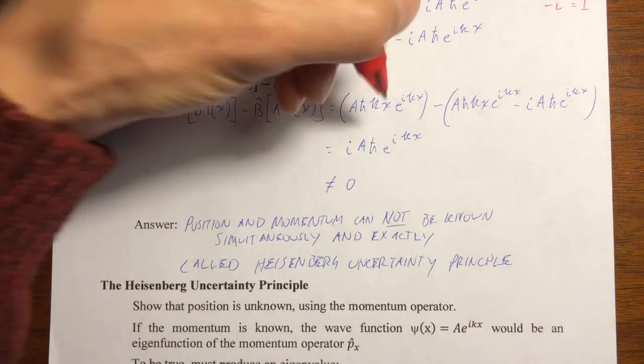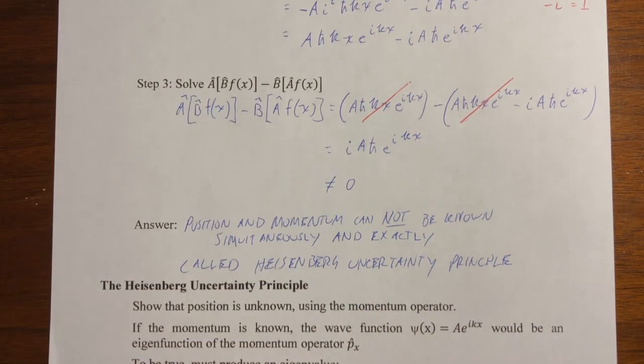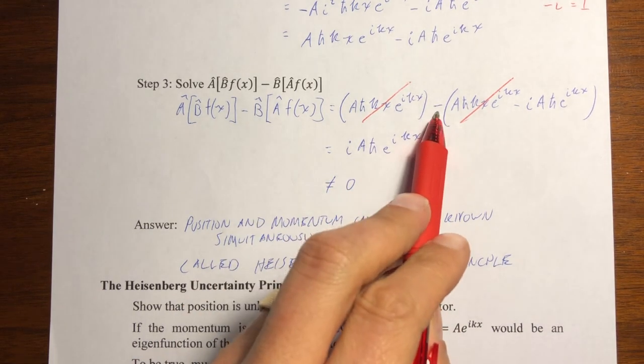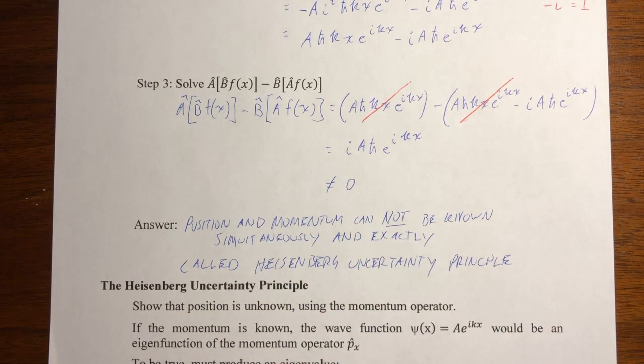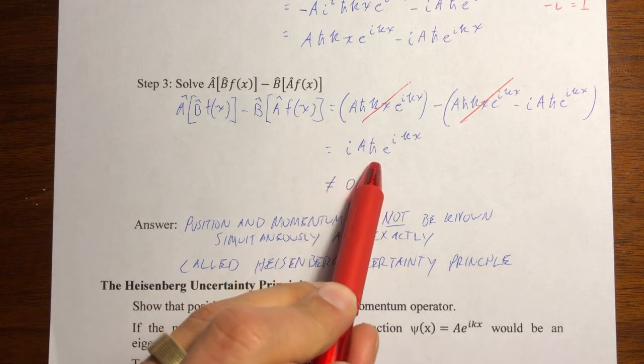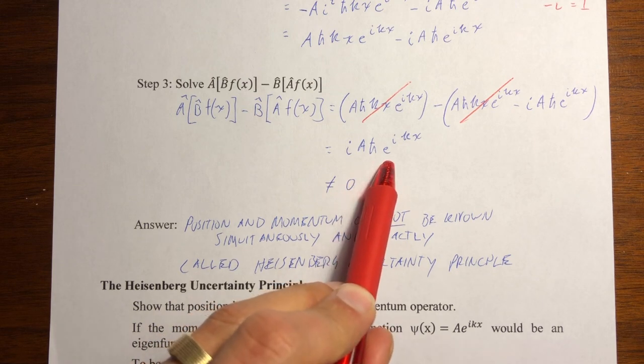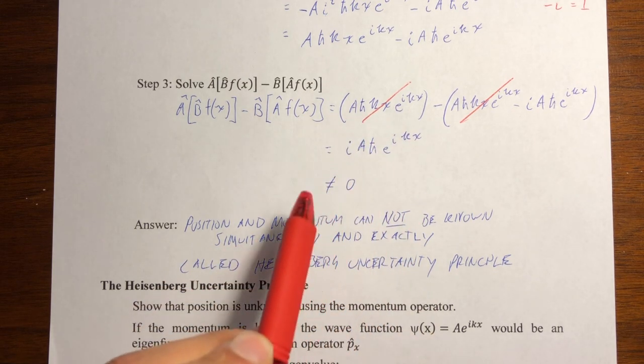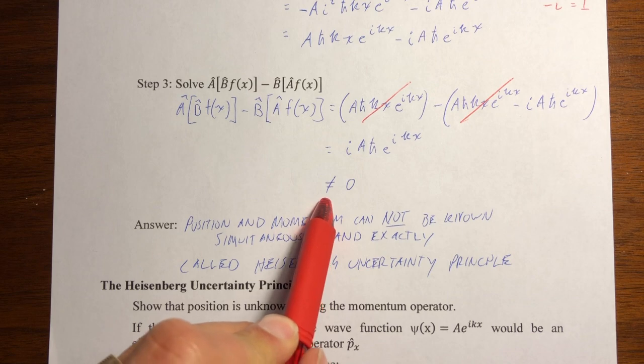And so these two cancel with one another. Negative times negative is a positive, and we are left with overall the difference between the two being equal to i times a times h bar times e raised to the ikx. And this whole quantity here is noticeably not equal to 0.